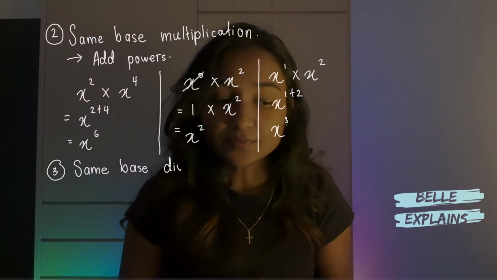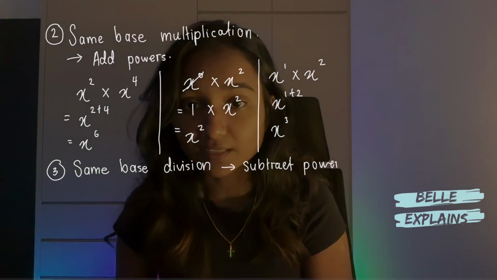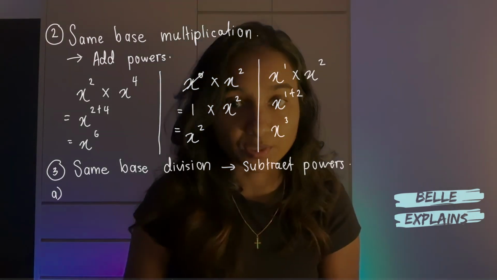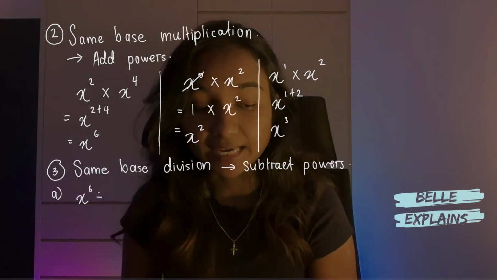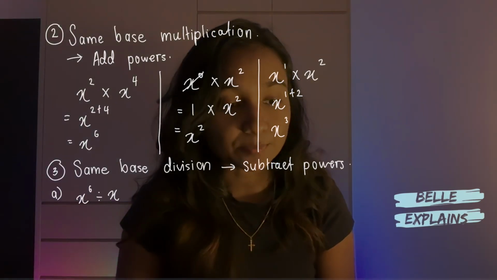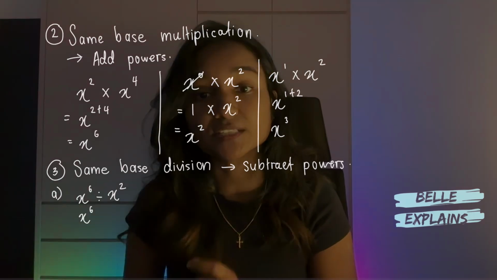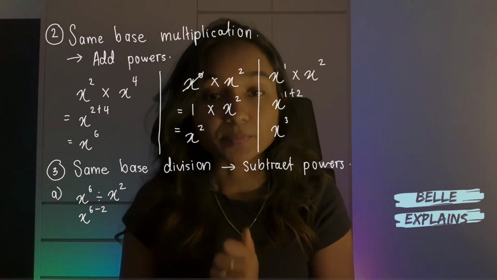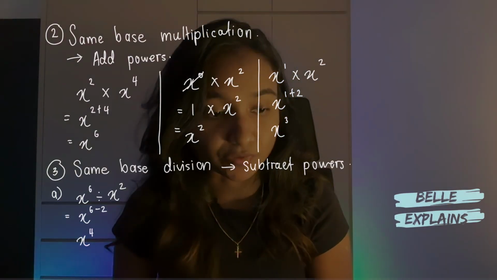In contrast to multiplication, if we are going to do division for similar bases, we're going to subtract the powers. So if we have x to the power of 6 divided by x to the power of 2, what's happening here is that because the bases are the same and you're dividing them, it means that you can subtract the powers. So x to the power of 6 minus 2, and you will get the answer, which is x to the power of 4.